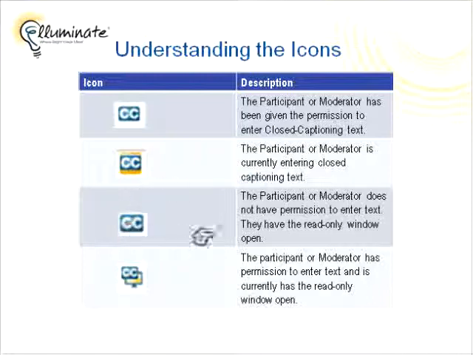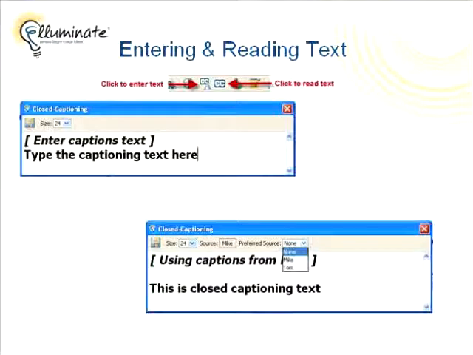A slight variation on it indicates that the participant or the moderator doesn't have permission to enter text, but they do have the ability to read the text, so they have the read-only window open. And in this case, this particular participant has the ability to enter the text, but it currently is in the read-only window. So you'll have to just get used to those various different states. You might want to take a look at the documentation and then do a little practicing with that.